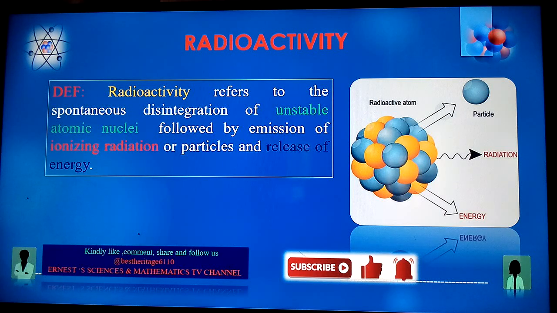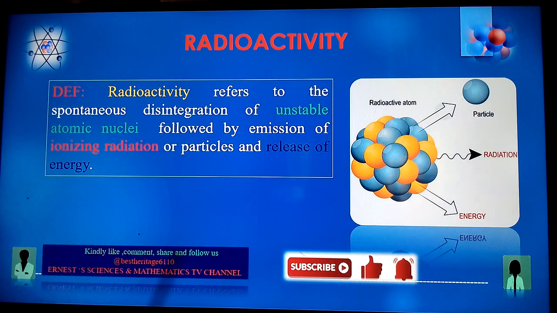Hi guys, in our session today we are going to look at the concept of radioactivity, and it's from this particular definition that we are going to find various characteristics of this concept and basically what it entails.